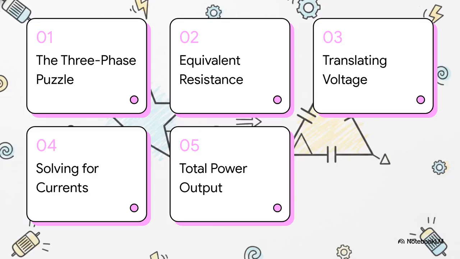So, here is our game plan for today. First, the three-phase power puzzle. Second, finding equivalent resistance. Third, translating the voltage. Fourth, solving for the currents. And finally, unlocking total power output.